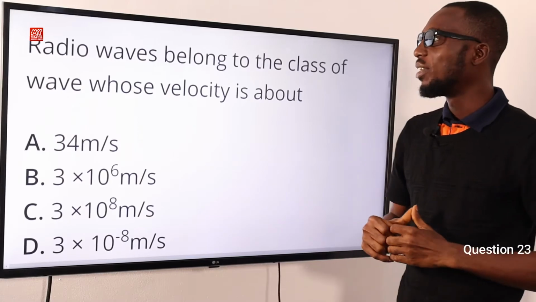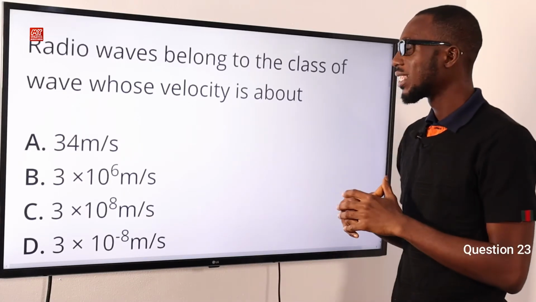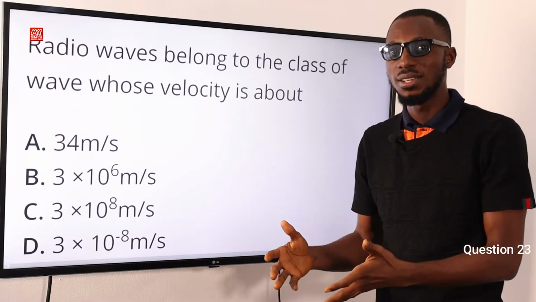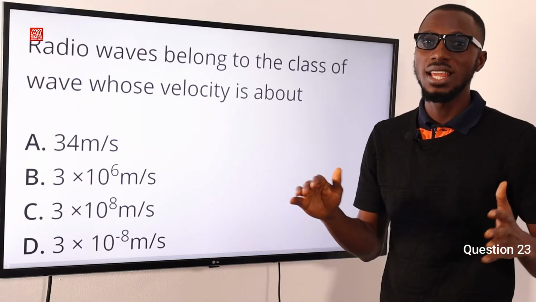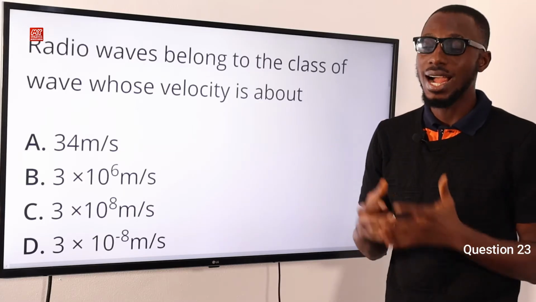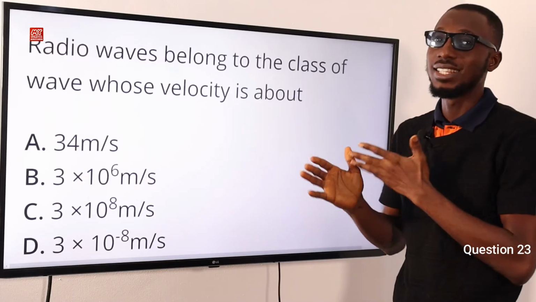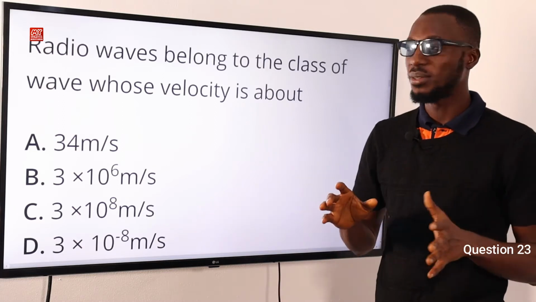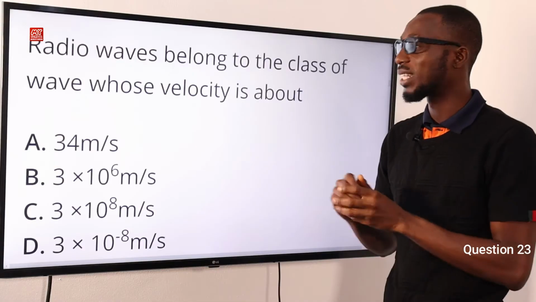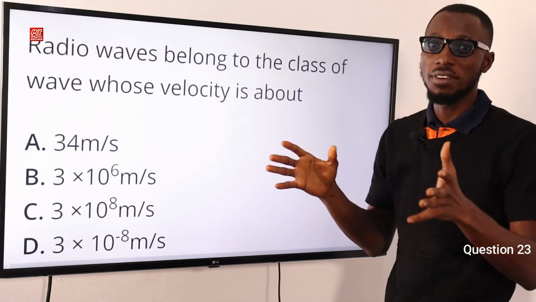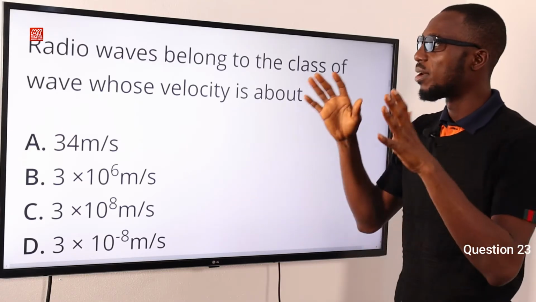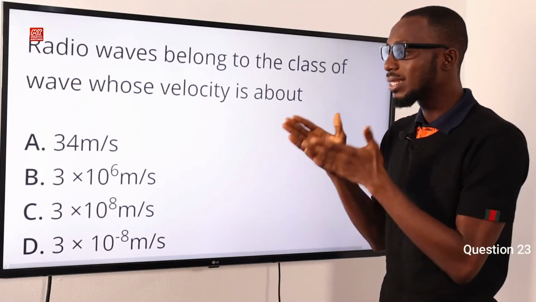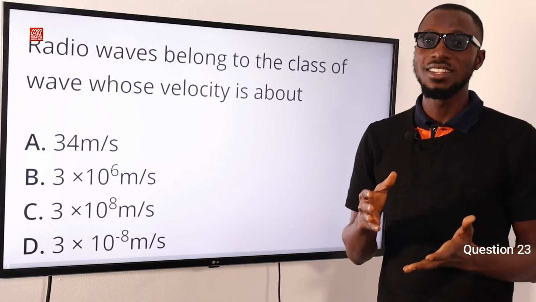Number 23, radio waves belong to the class of wave whose velocity is about what? At first we have to identify that radio waves belong to the class of electromagnetic waves, and when they are traveling through a vacuum, that is one thing they have in common. They travel at the same speed, and that is the speed of light, 300 million meters per second, or 3 times 10 raised to the power 8 meters per second. However, in air it is slightly lower than the normal speed, but in vacuum, a standard kind of environment, it is the speed of light. So the correct option here is option C.